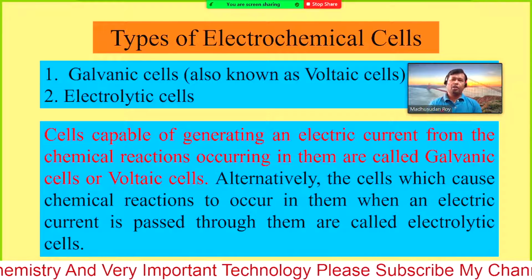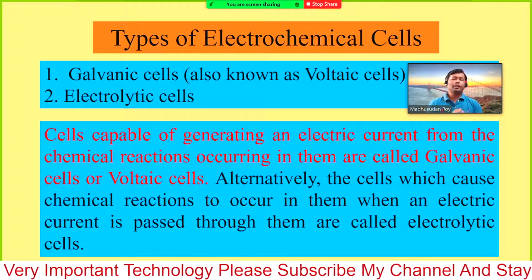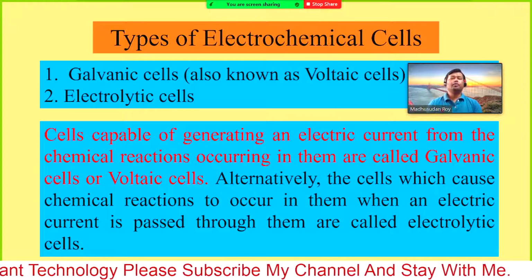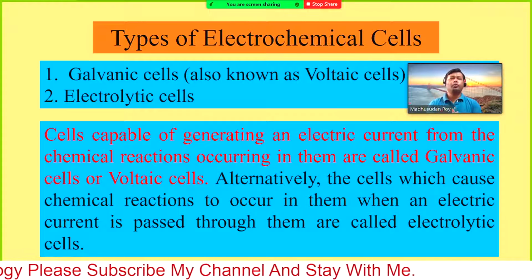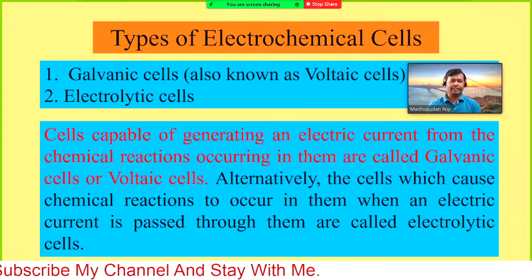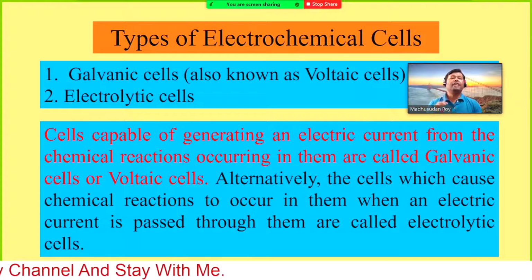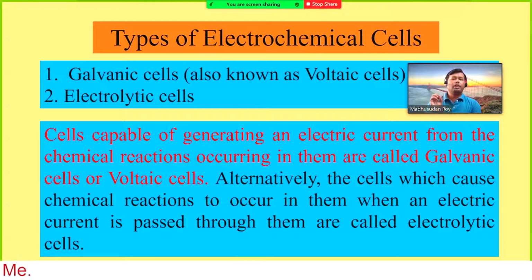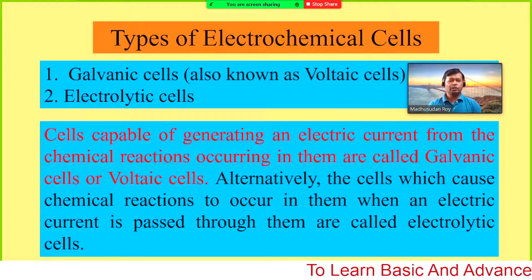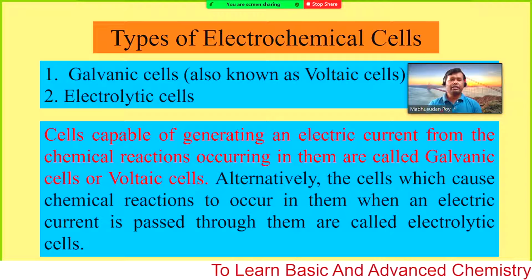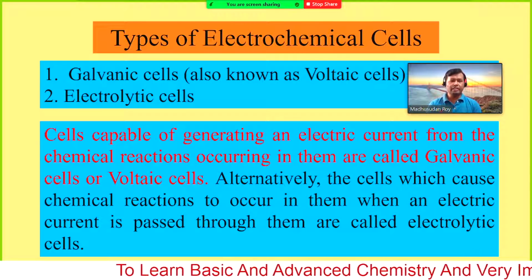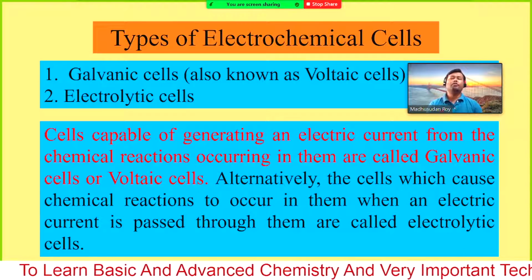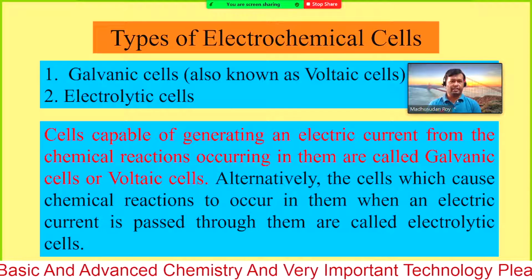These are also called voltaic cells. Alternatively, there are reactions that naturally do not happen by themselves, so you need to supply some energy from outside, and we supply that energy as electricity. So if electricity produces some chemical change, then we can consider that type of cell an electrolytic cell.